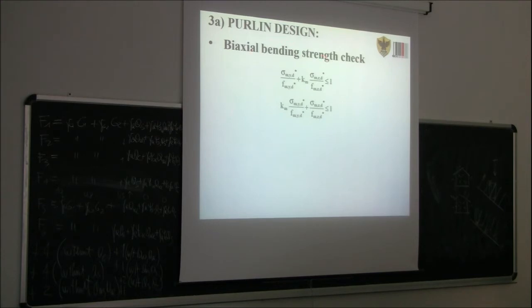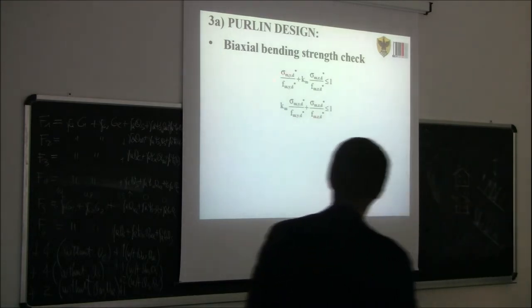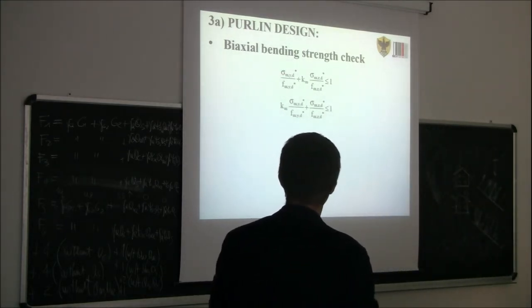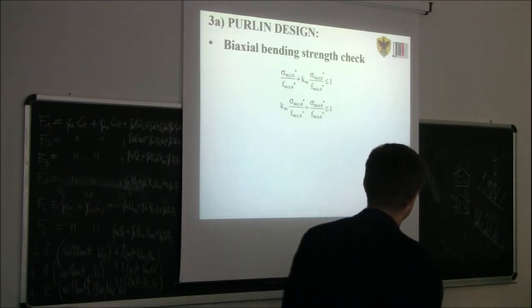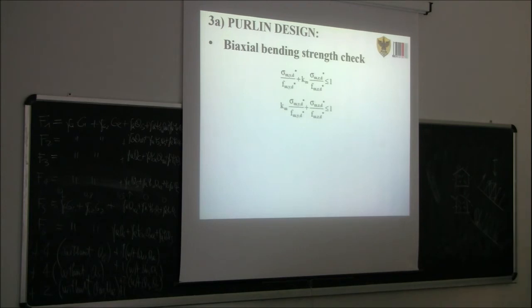So the regulation says that we need to check biaxial bending with this design inequality here, where sigma_m,y,d asterisk is basically the stress due to one bending moment, and sigma_m,z,d asterisk is the stress demand due to the other bending moment. So we need to calculate the two cross-section moduli.